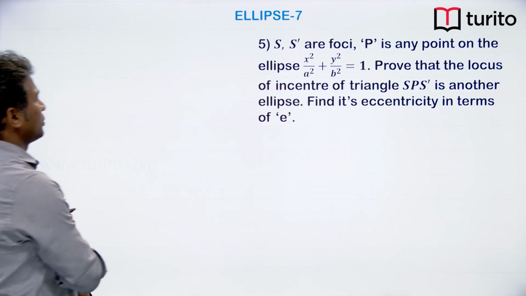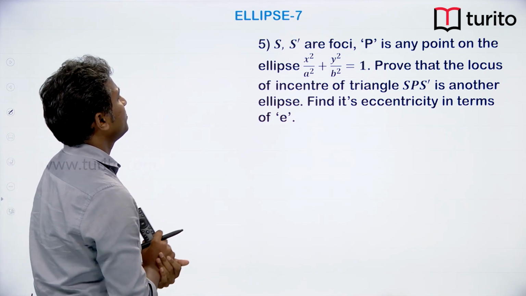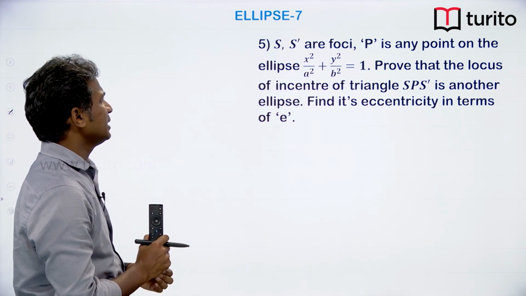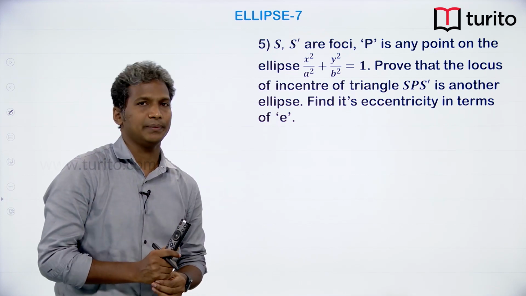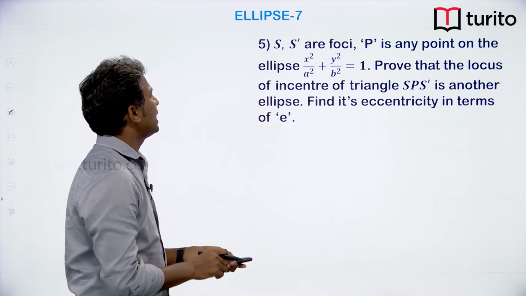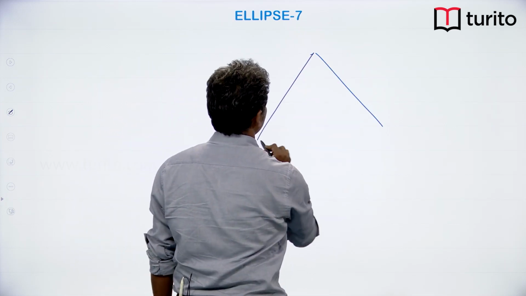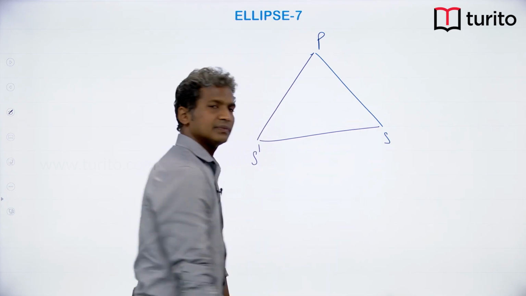Now, let us look at some more questions. Here S and S dash are foci, P is any point on the ellipse. Prove that the locus of the incenter of triangle SPS dash is another ellipse. Find its eccentricity in terms of e. So, how do we do that? The idea is going to be this. Let us say there is this triangle and this is my P, this is S dash, this is S.